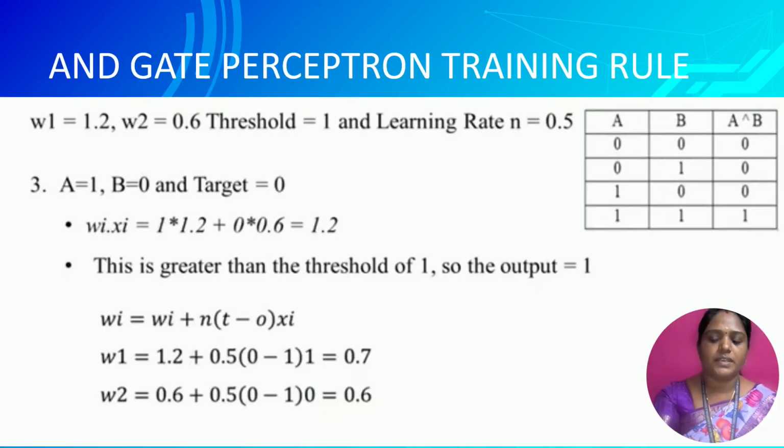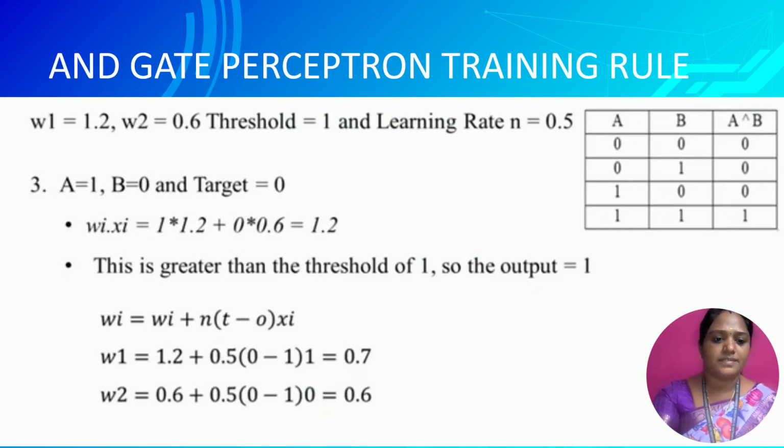Next, you need to take the third row input values. The input is 1 and 0, and the targeted output is 0. Here apply the formula Wi into Xi. The output value is 1.2, which is greater than the threshold of 1, so the output is 1. Here you compare the targeted and actual output, and they are totally different, so you need to update the weight of the given input values.